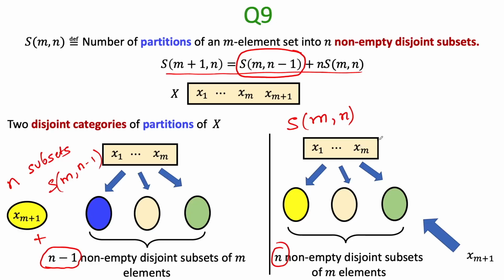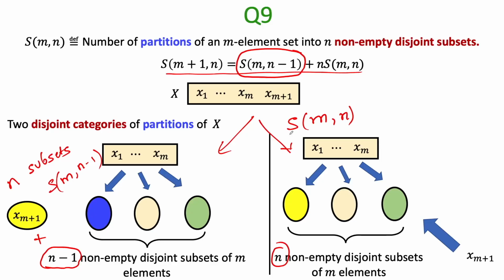And clearly the partitions in this category are disjoint from the partitions in the first category, because in the first category of partition, the element x of m plus 1 is present alone in a single subset, whereas in the second category of partition, the element x of m plus 1 is not the only element within its subset. It's present along with some other elements as well, right? And you can't have any other third category of partition for the set X. You can have either partition of type 1 or partition of type 2.